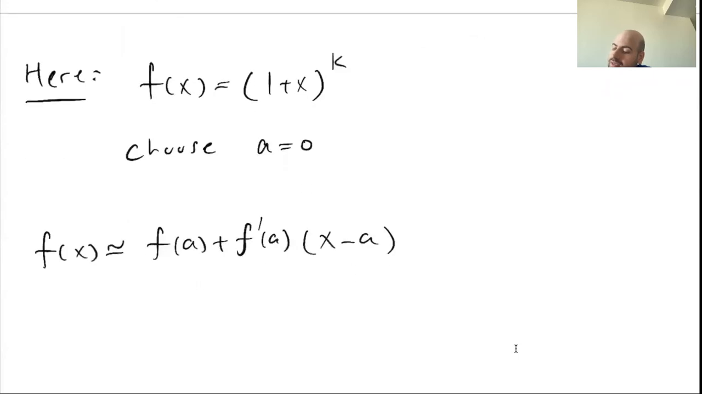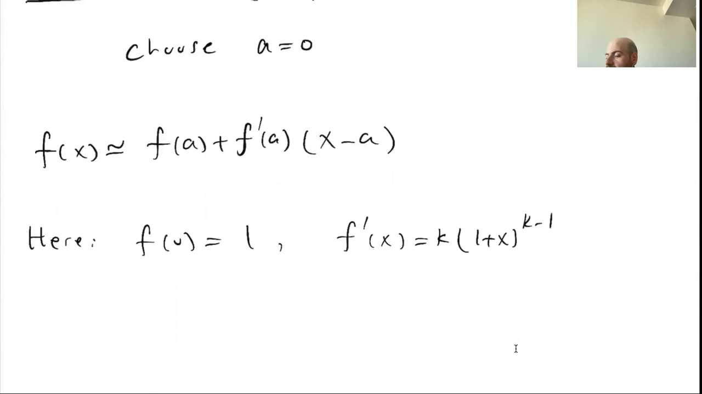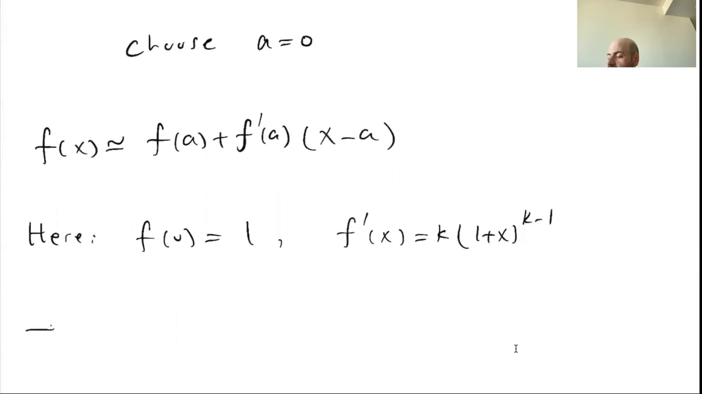And what is f prime of x here? So here, f of 0 is 1. F prime of x is k times 1 plus x to power k minus 1 by the power rule, right? 1 plus x to power k derivative is k times 1 plus x to power k minus 1. So f prime of 0 will be k.